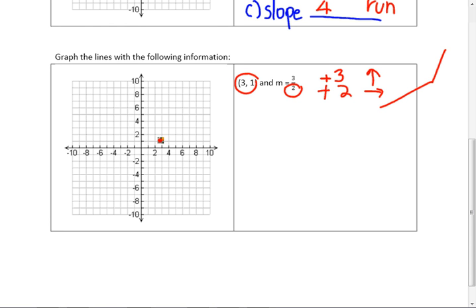So I'm going to count 1, 2 over, and then what? 1, 2, 3. Now I want to make sure I'm right, because I could be off on my line a little bit. So I'm going to find another point. I'm going to go over 2, up 3.